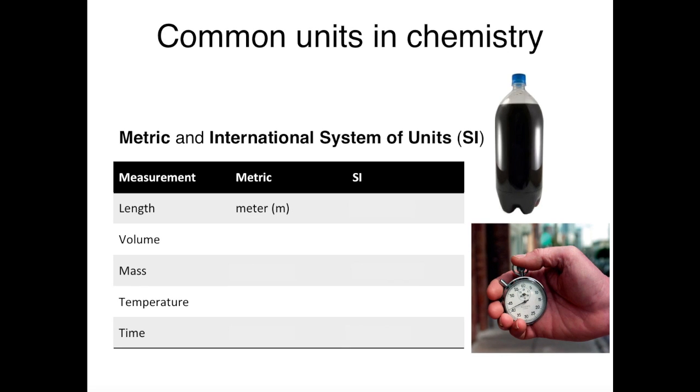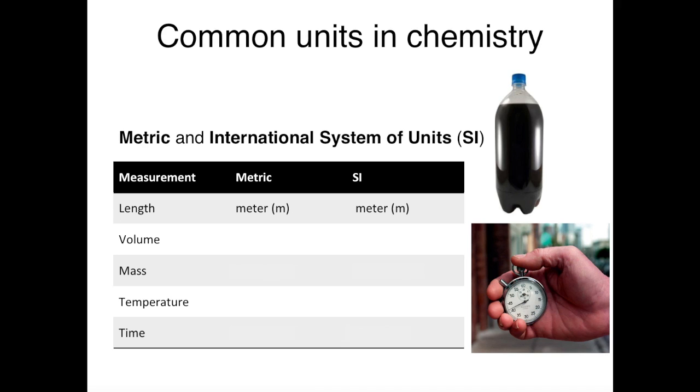The basic unit for length in the metric system is the meter. If you're not so familiar with the meter, you can think about a meter as about the length of a yardstick. And the abbreviation for a meter is a lowercase m. And it turns out in the SI unit, meter is also the basic unit.